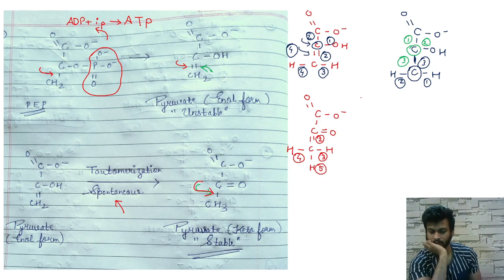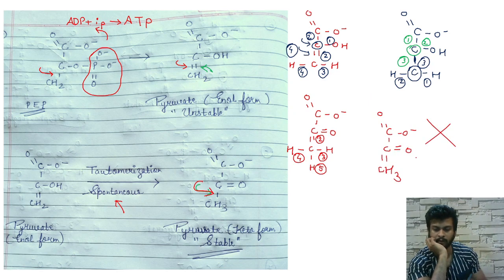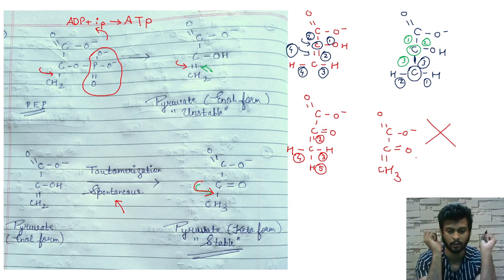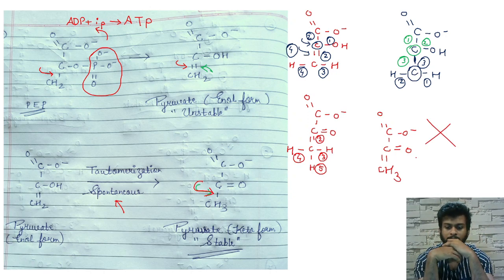So if you get a question where a pyruvate structure is in the options, if you get a pyruvate structure like this with a double bond, this will be the incorrect option. Okay, you have to count the number of bonds which the carbon is forming. Okay.